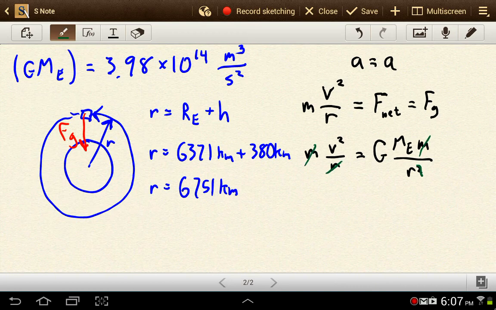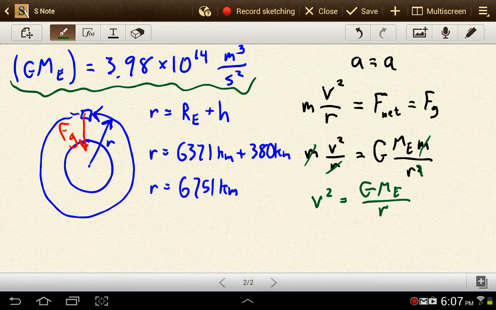And so what you're going to get, is it really this easy? Oh my gosh, yes it is. You're going to get v squared, and v is what we're trying to find, the speed of the station in orbit. It's equal to capital G times M_E over r. So all you have to do now is take the GM_E that we got from the previous problem and the r we have from this problem.